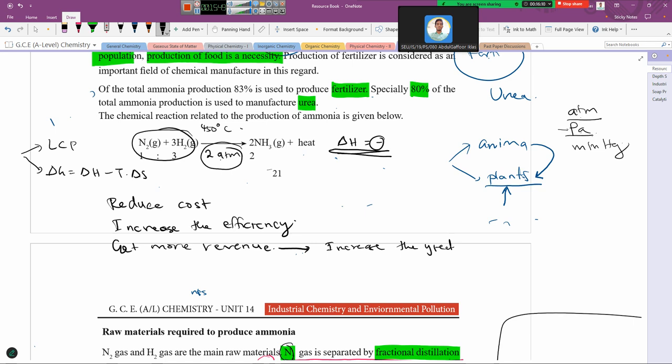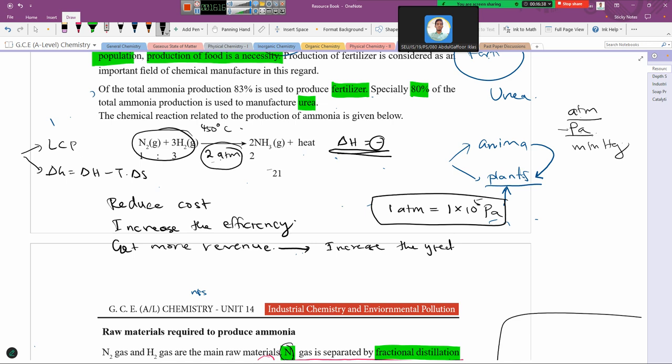Now 2 atm, what is 1 atm? 1 atm is equal to, in Pascal, 1 into 10 power 5 Pascal, or 100 kilopascal, right? So now you can say 2 atm or 2 into 10 power 5 Pascal, or 200 kilopascal. So that is just a mathematical conversion.